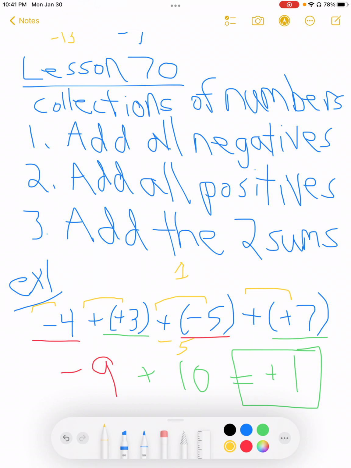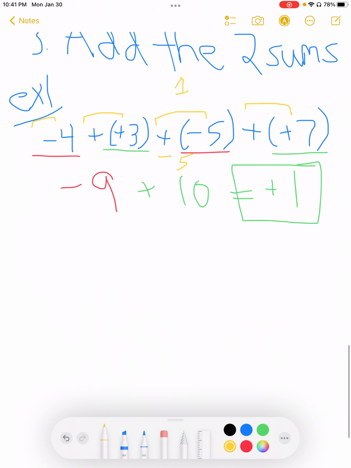All right, and then let's go ahead and look at lesson 71. You guys can do some practice, and then you can pause the video, come back, and play it again. But we're in lesson 71.